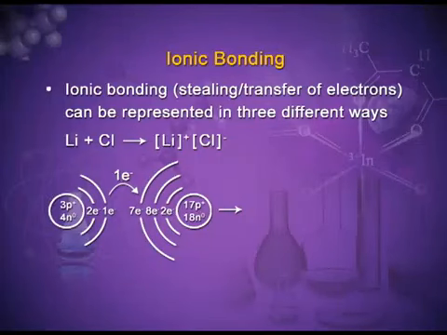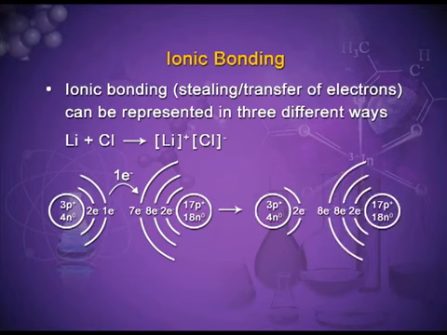Lithium, an alkali metal, again it has 1 electron in the valence shell, and the chlorine has 7 electrons in its valence shell. The one valence electron of the lithium will be transferred to the chlorine, and chlorine will change into chloride ion and lithium will change into lithium plus cation. One electron is transferred from the lithium to the valence shell of chlorine. Now, lithium has 2 electrons in its valence shell and chloride ion has 8 electrons in the valence shell.